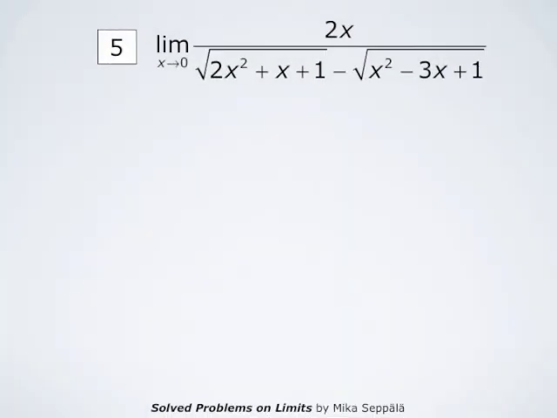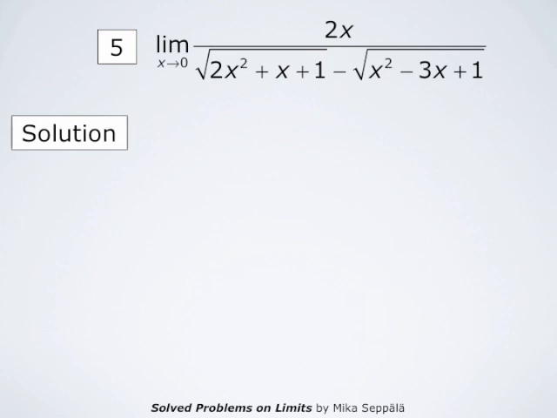In this problem, x approaches 0. The quantity for which the limit has to be computed is 2x divided by square root of 2x squared plus x plus 1 minus square root of x squared minus 3x plus 1. Here, a direct substitution yields 2 times 0 in the numerator, which is 0, and in the denominator we get square root 1 minus square root of 1, which is 1 minus 1, which is also 0. Therefore, the direct substitution yields 0 divided by 0, which is not a number.